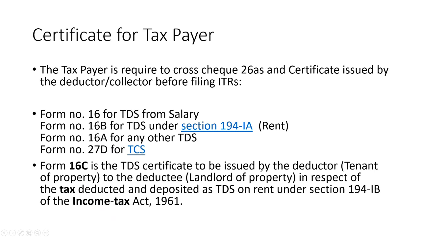16C is the TDS certificate issued by the deductor, the tenant of the property. This is a new provision. It is issued to the landlord of the property in respect of the tax deducted and deposited as TDS on rent. So these are all the flow of information.